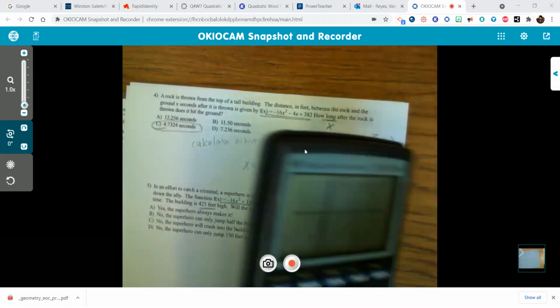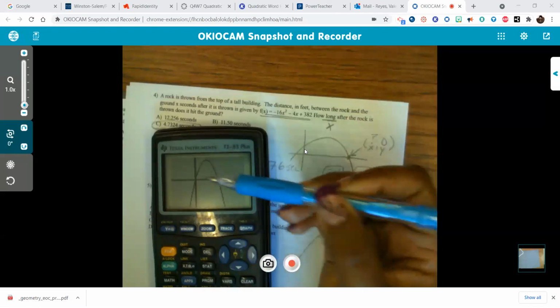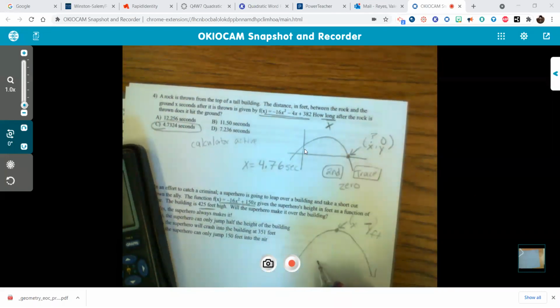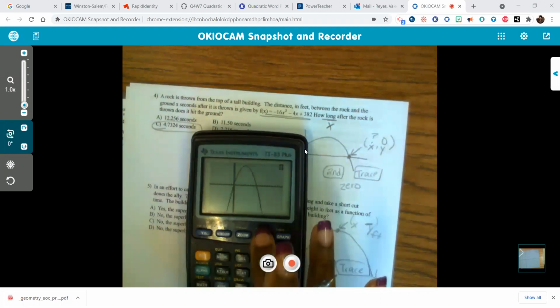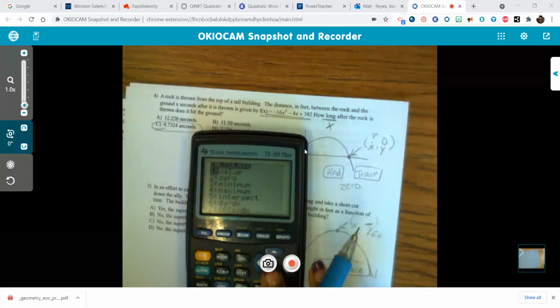All right, so now what we want is this right here. So again, let me show you how to do that. You're going to press second trace again. Second trace is your friend. So we press second trace again. And this time I want my maximum amount, my maximum height. Okay, so go to maximum.